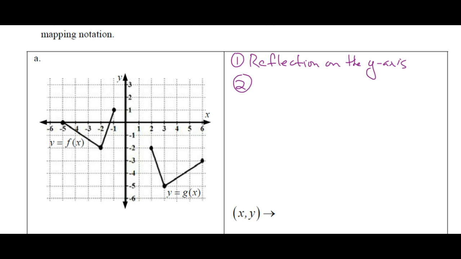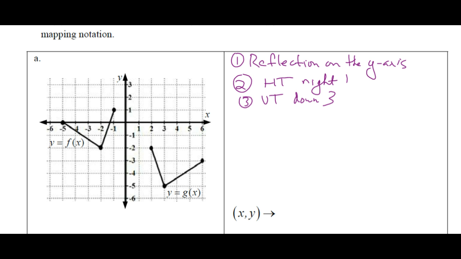Okay, if that happened, then let's just take one point. This point here ended up here. But now it has to go one right, so there's a horizontal translation right 1, and there is a vertical translation down 3.